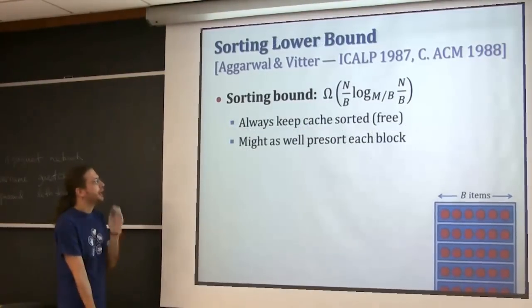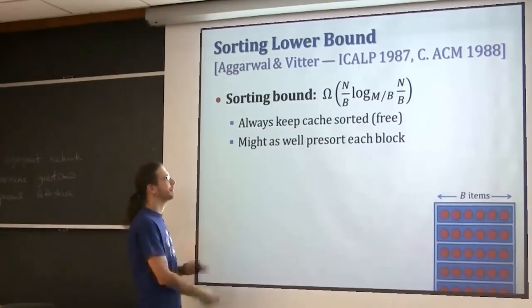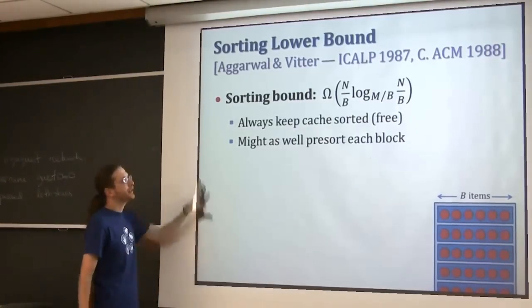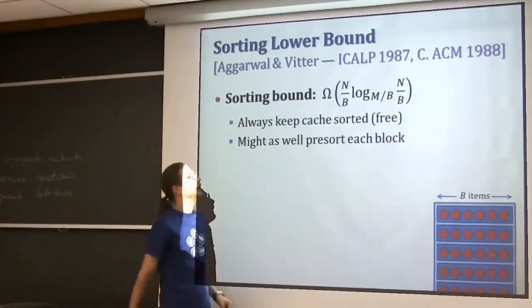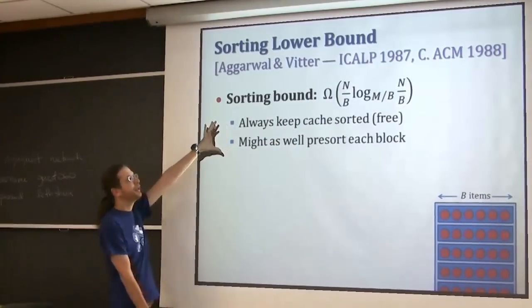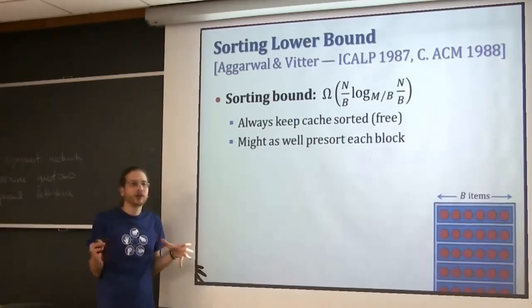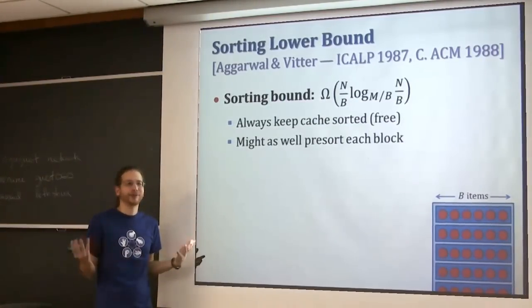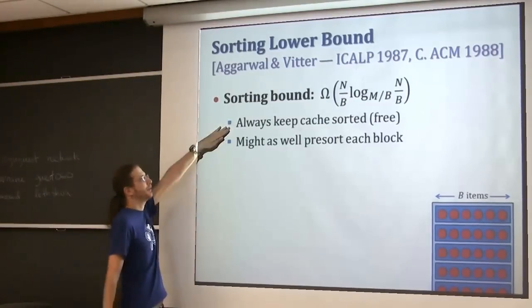Okay, so why is the sorting bound correct? I won't go through the permutation bound. The upper bound's clear. Information theoretically, it's very easy to see why you can't do better than the sorting bound. Set up a little bit of ground rules. Let's suppose that whatever you have in cache, you sort it, because why not? I mean, it's only going to help you. And everything you do in cache is free. So always keep cache sorted.